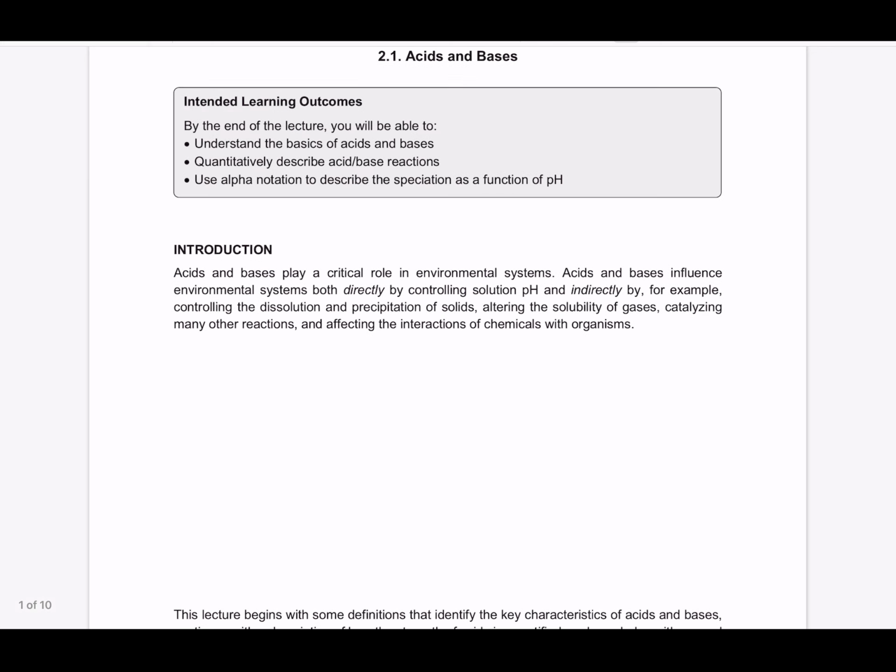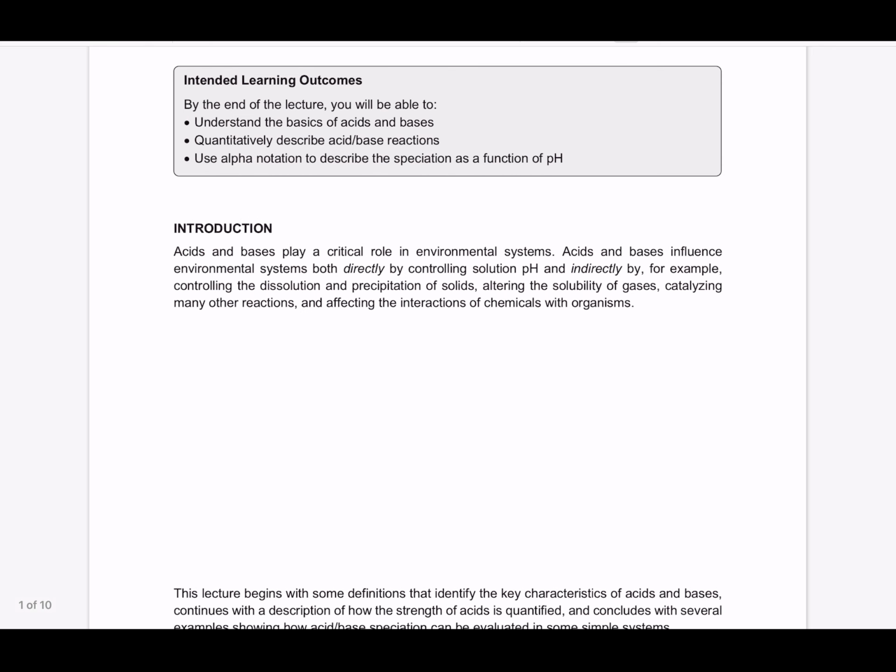So a little bit of introduction. I think it's pretty obvious that acids and base are very important in environmental system and almost in any system. So they dictate a lot of reactions and a lot of phenomena. So they can impact the system directly. So for example, at high pH, low pH, you have like different phenomena, or they can also impact indirectly. For example, by controlling the dissolution and precipitation.